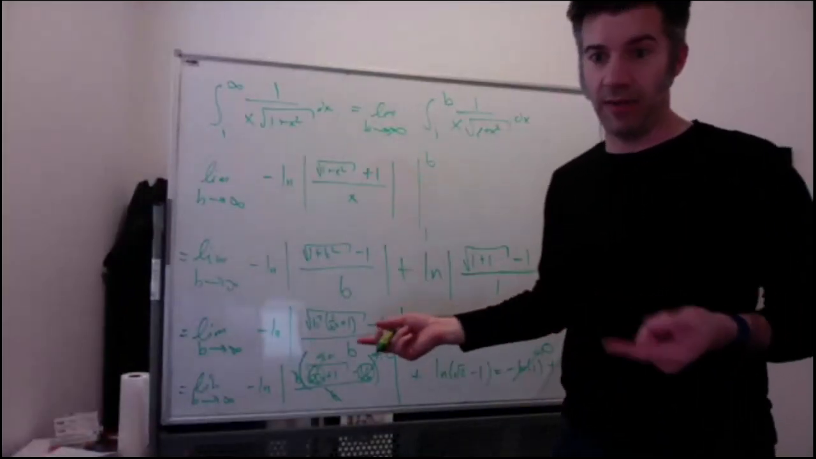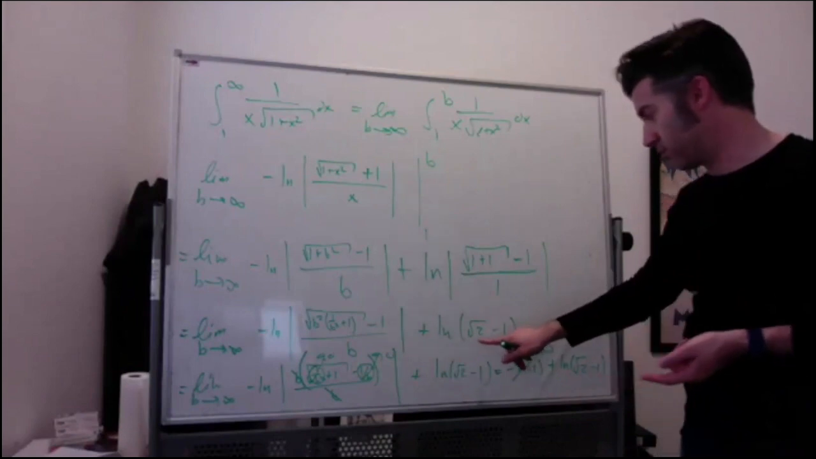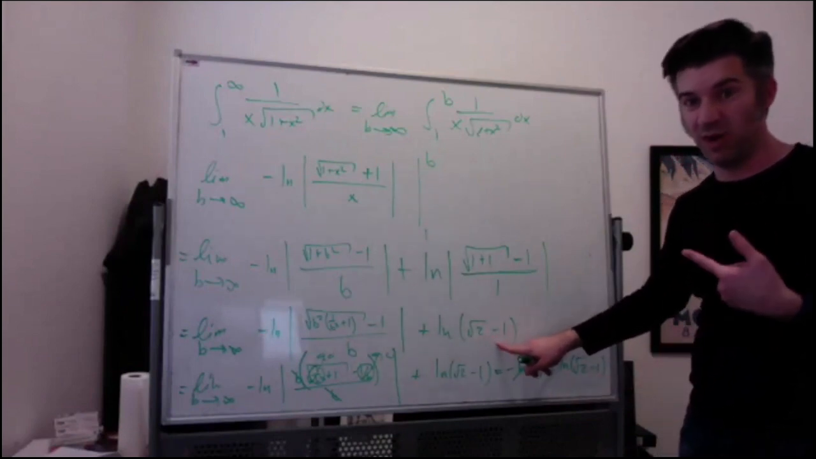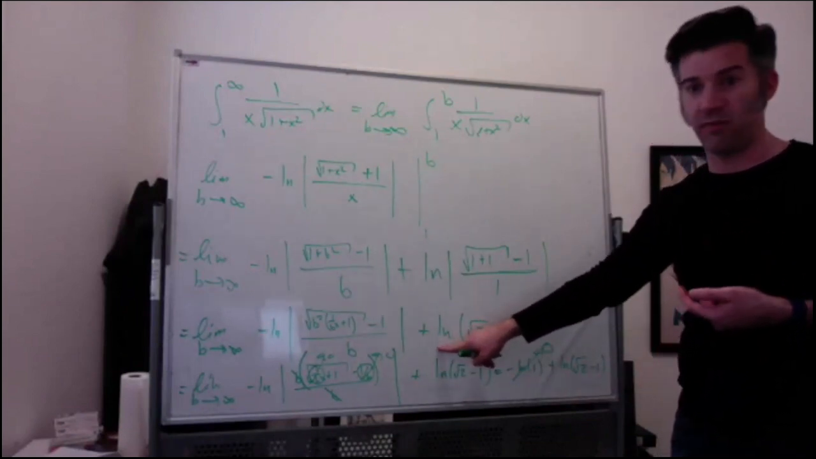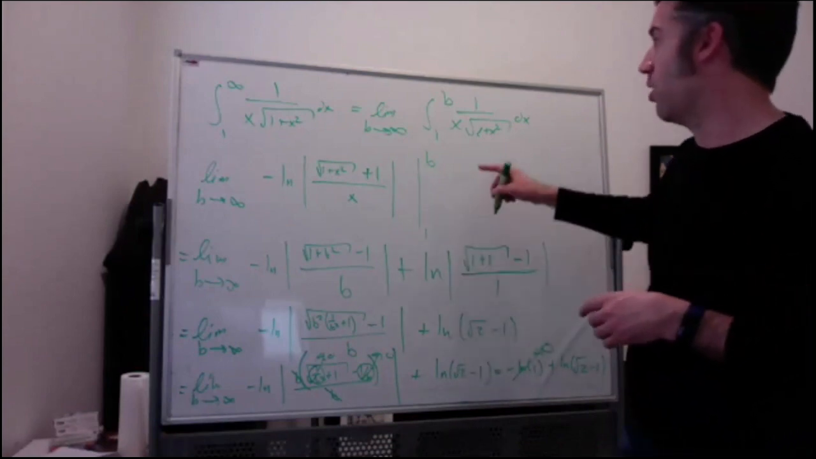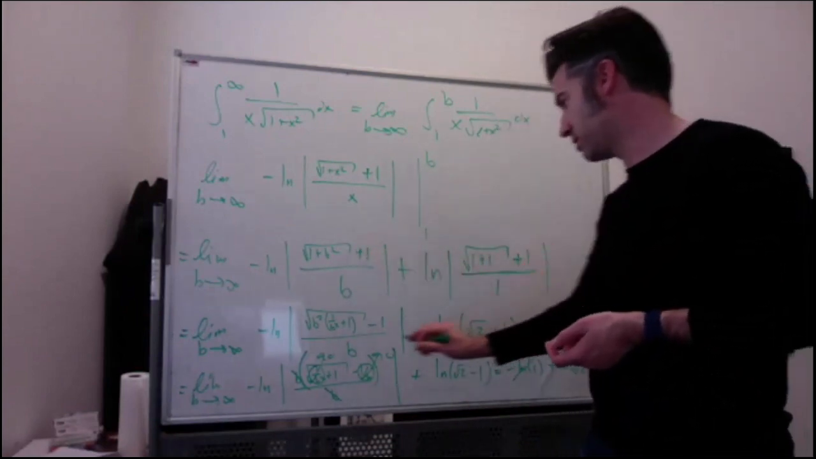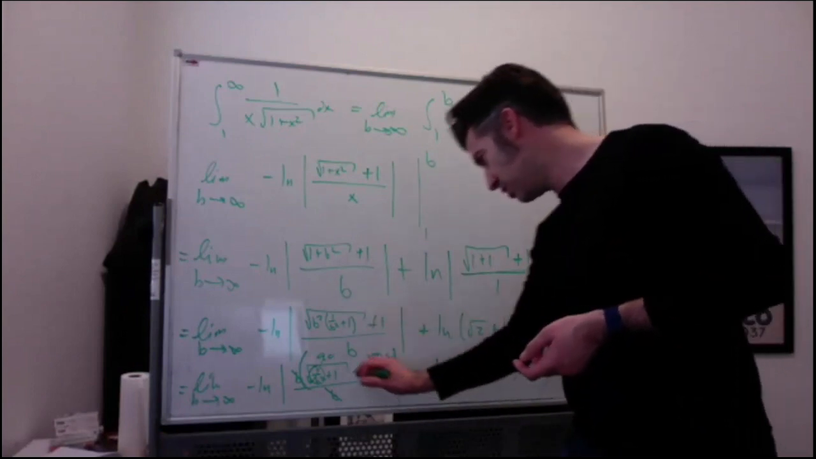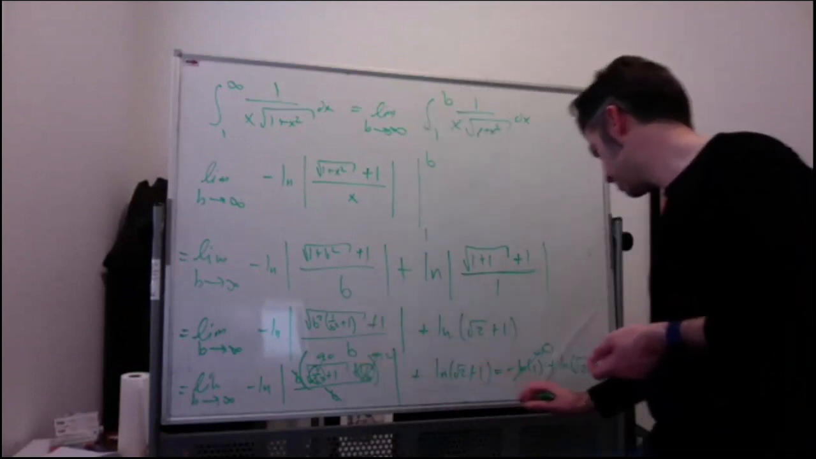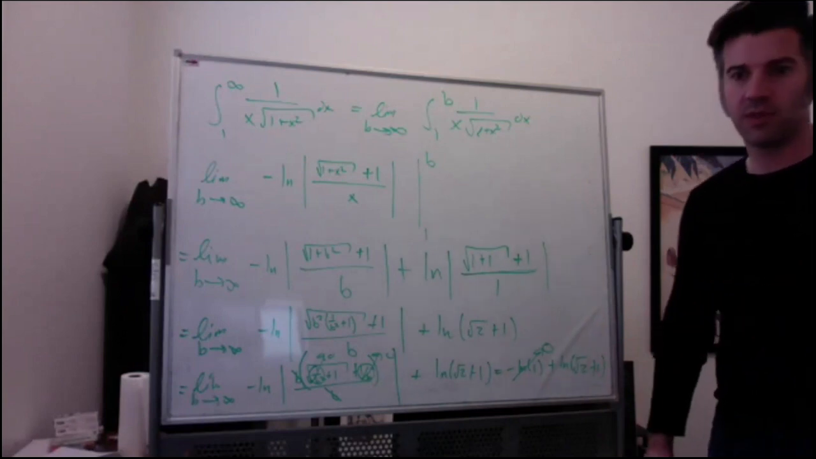I was seeing that it was negative because root 2 minus 1 is less than 1. It's like 0.4, and the natural log of a number less than 1 is negative. So that's an easy fix though, right? We're happy about this. That's a plus, plus, plus, plus, plus, plus. Cool. So it did work out.